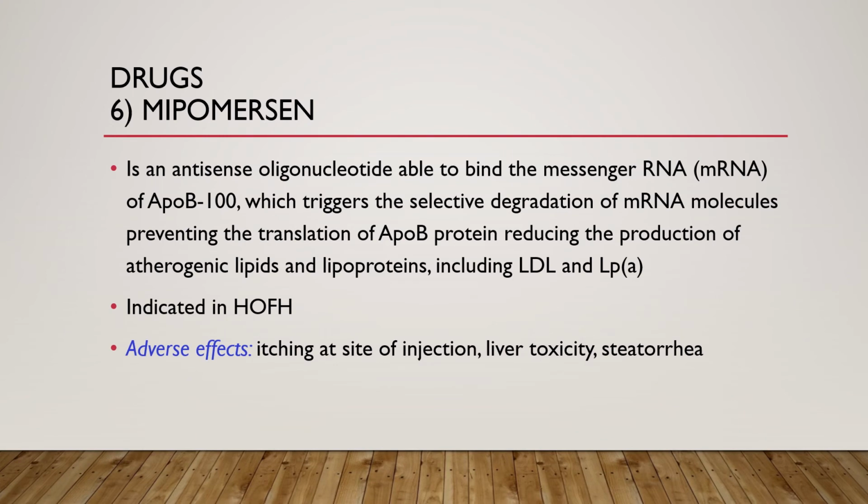Mipomersen is an antisense oligonucleotide that is able to bind the messenger RNA of ApoB100, which triggers the selective degradation of mRNA molecules, preventing the translation of ApoB protein, reducing the production of atherogenic lipids and lipoproteins, including LDL and lipoprotein little a. Which means that when the protein is not synthesized, the production of the lipids will be decreased. The ApoB protein is targeted by mipomersen by destroying its messenger RNA. Thus, this protein is not formed, and then the production of the lipids will be decreased.